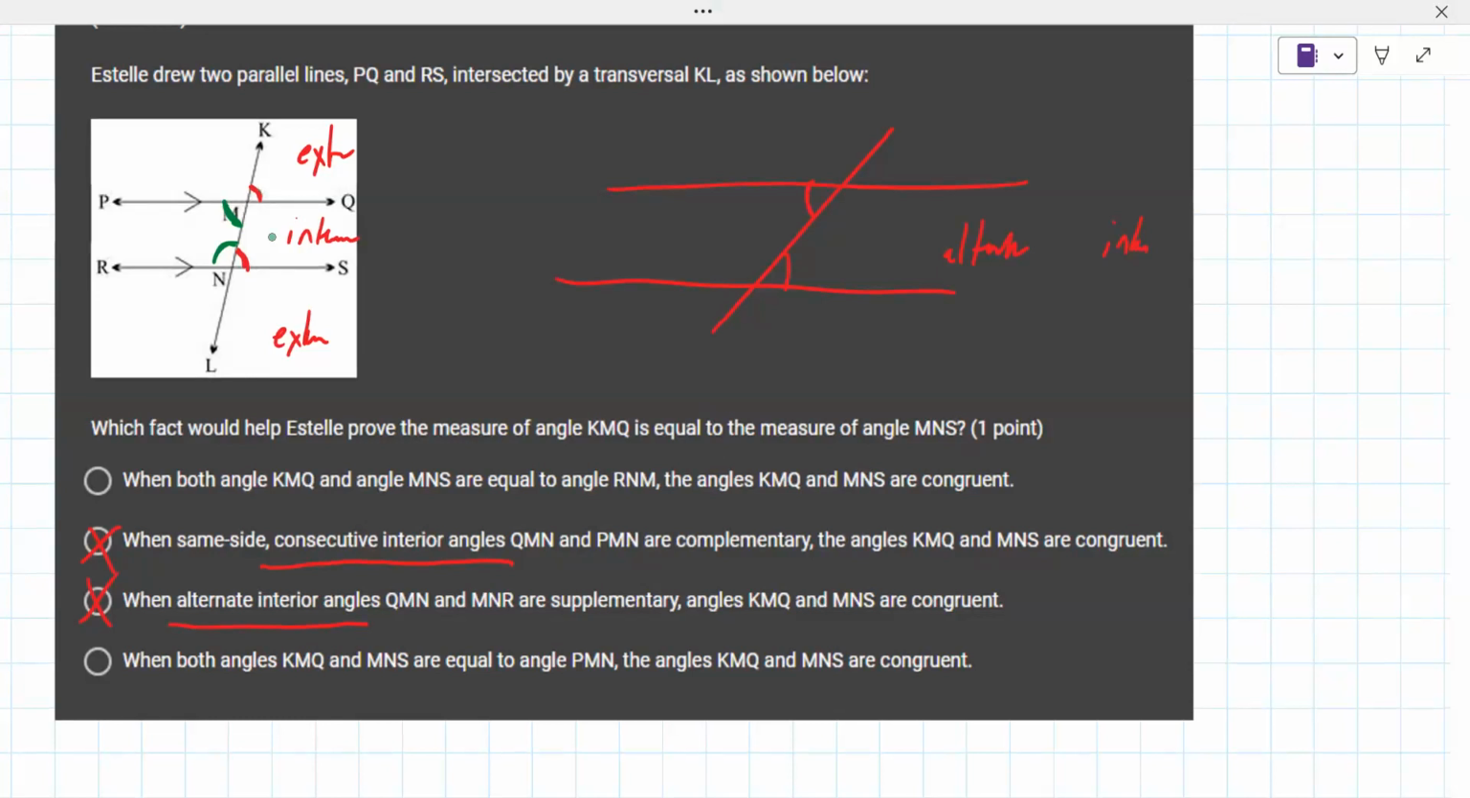The top one. The top one, because those are vertical angles and then alternate interior angles. So it looks like this one is correct down here.